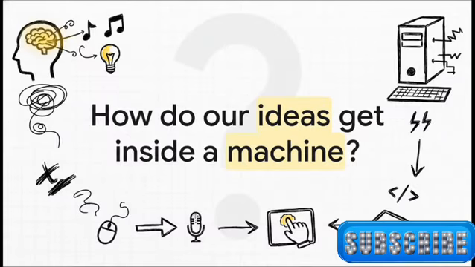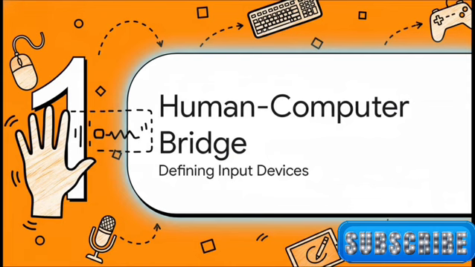Seriously, think about that for a second. Your brain is this incredible, messy, creative place. A computer? Well, it's all about pure logic and code. So how on earth do you translate one into the other? How do we build a bridge across that huge gap between what we want to do and what the machine can understand? Well, that bridge is built using a very special category of hardware.